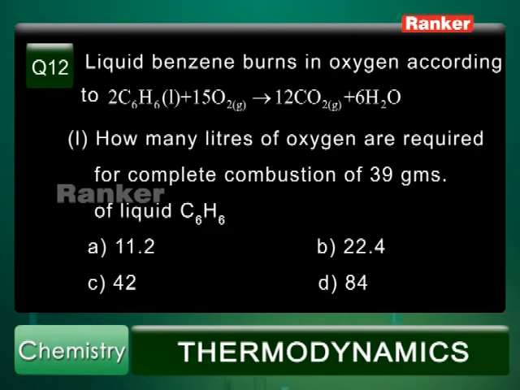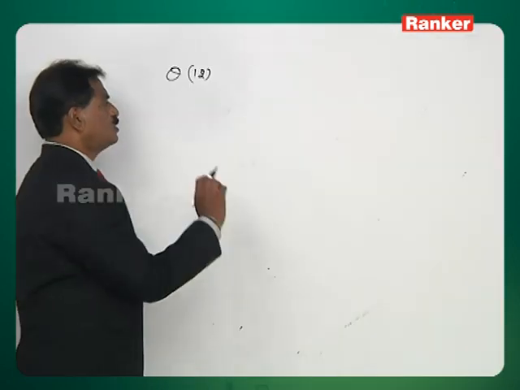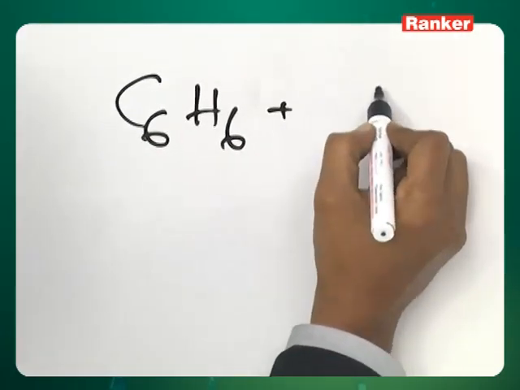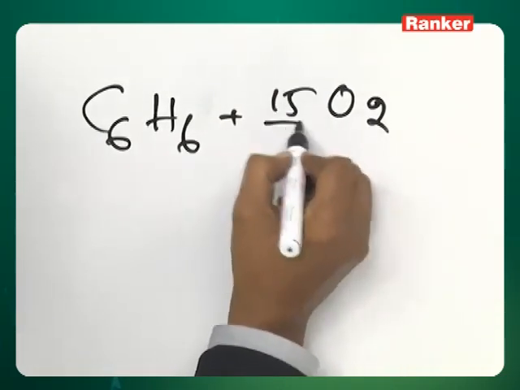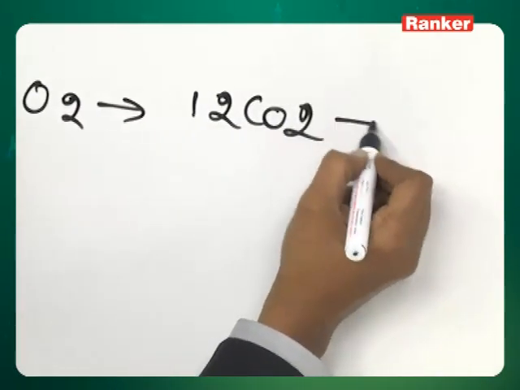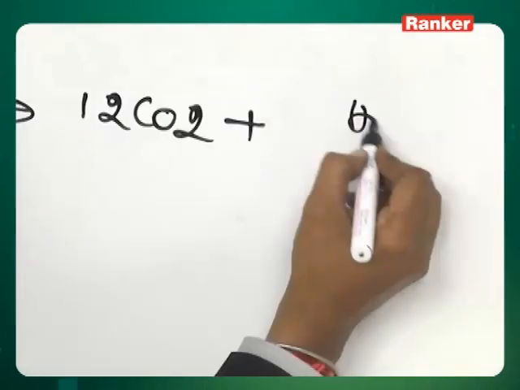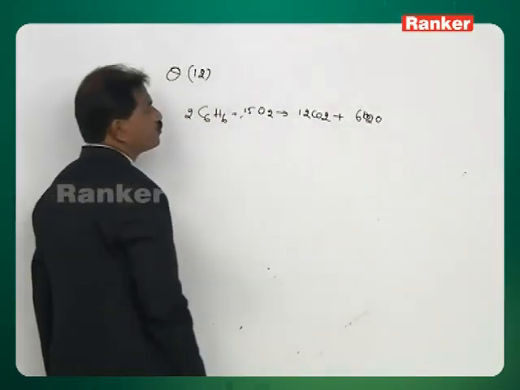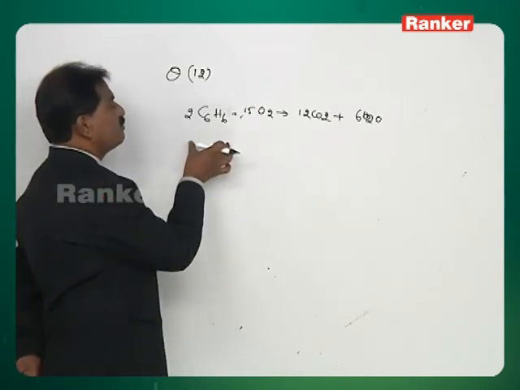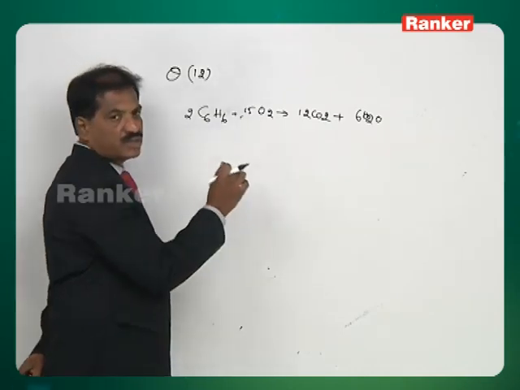Question number 12. Liquid benzene burns in oxygen according to the given reaction. Therefore, how many liters of the oxygen is required for complete combustion of the 39 grams of the liquid benzene? So, I will represent the combustion reaction for the liquid benzene. C6H6 plus 15O2, here I will take 2 moles, gives 12 CO2 plus 6H2O. This is the balanced equation. Now, if 39 grams of liquid benzene participates, how many liters of the oxygen is required?